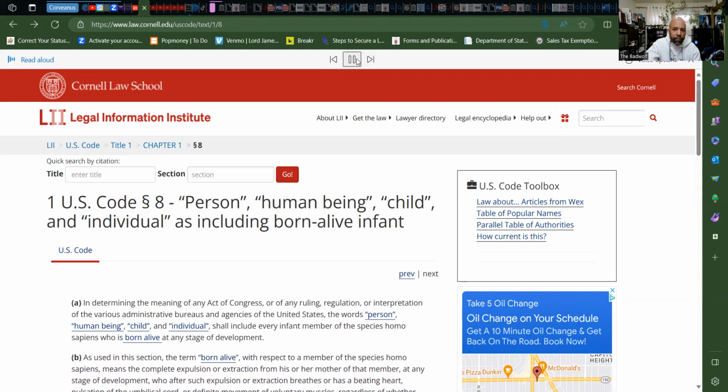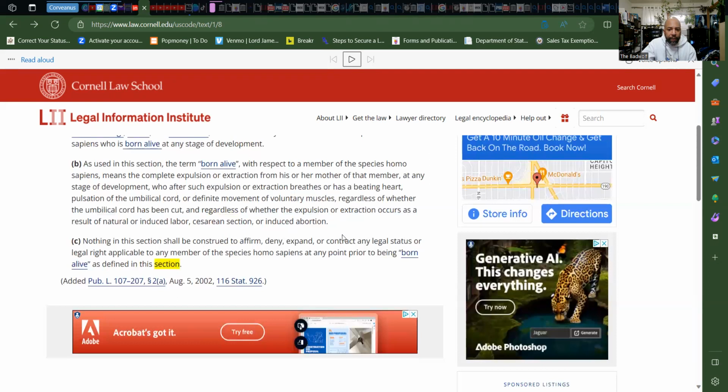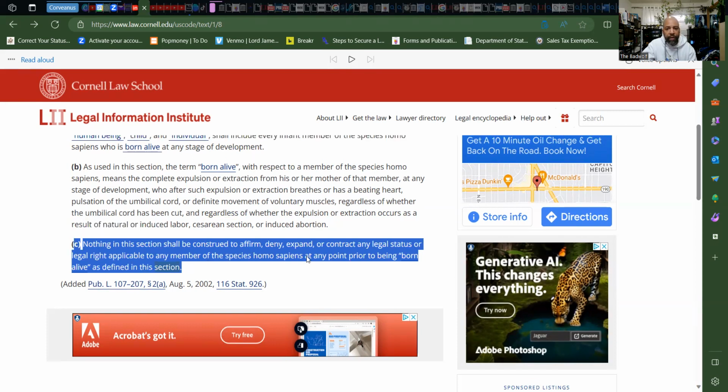So they are telling you that there is a difference here between the term person and a legal status, or essentially a legal person that then might have a legal right. Here are the missing pieces, guys. This is it.